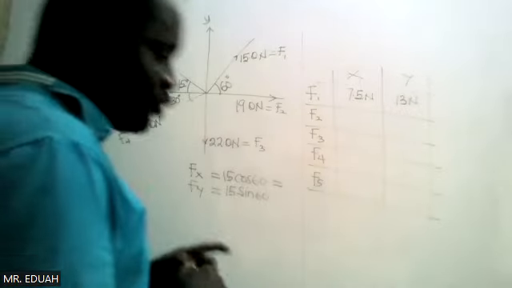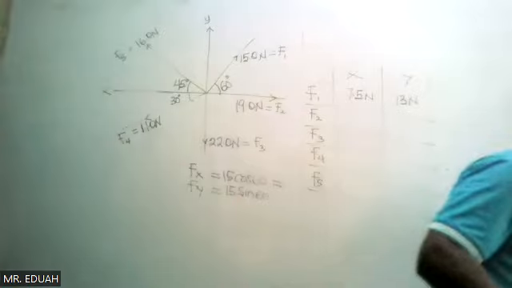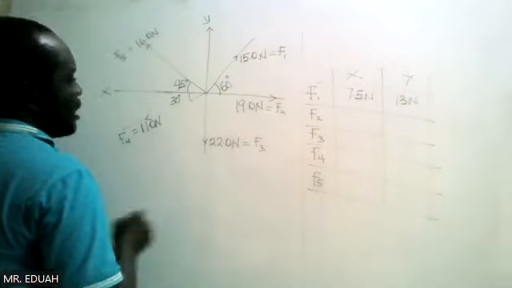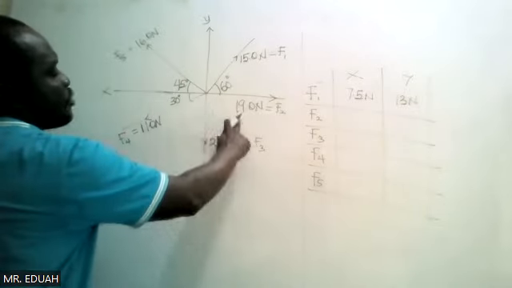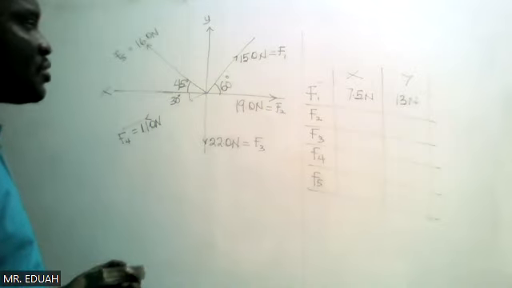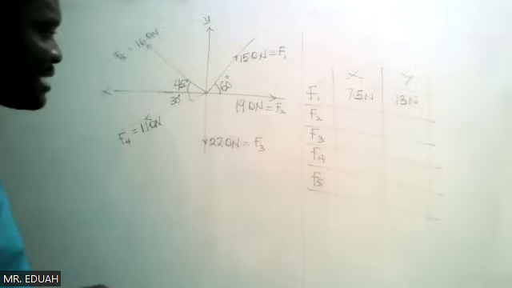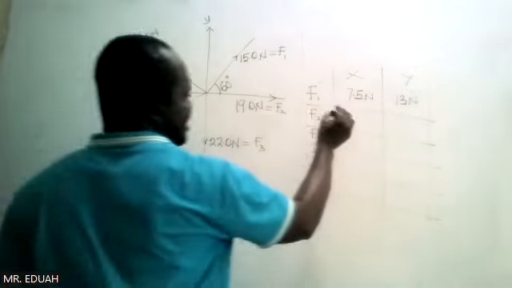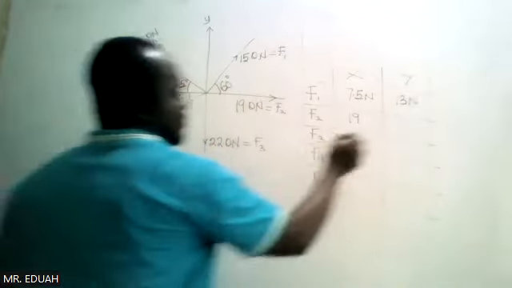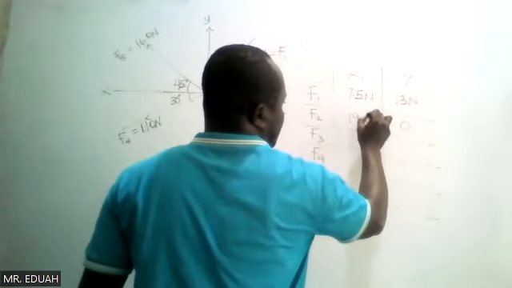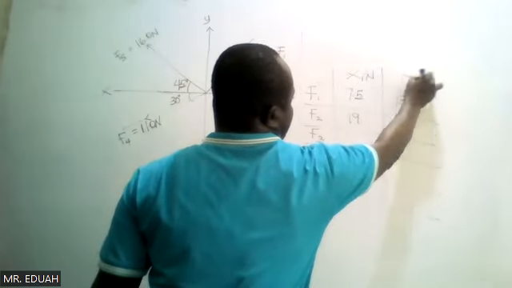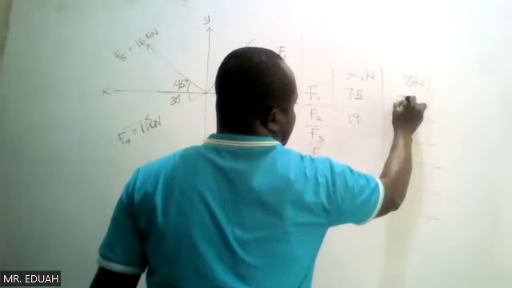Then F2. I'll use the same space, so let me clear this. F2 is along the X axis. So it means the component along the X axis is 19. It has 0 component along the vertical axis. Let's bring the unit here, slash unit, so we will not be repeating it.